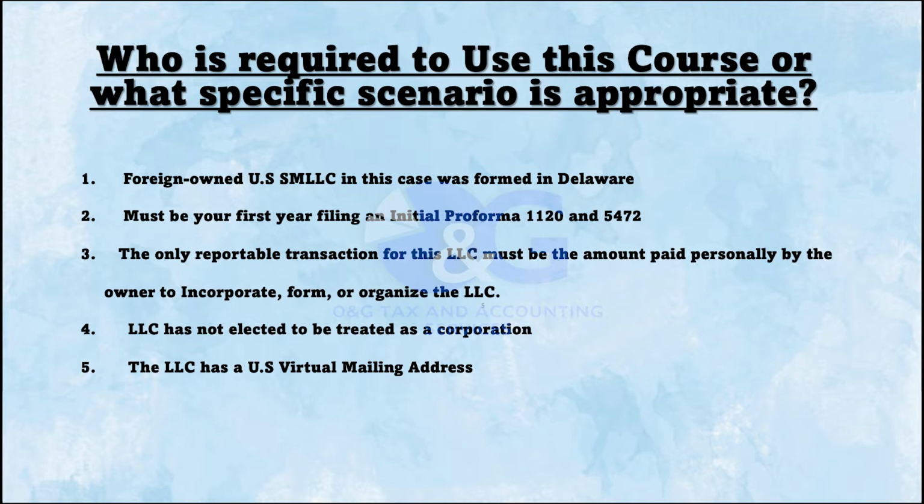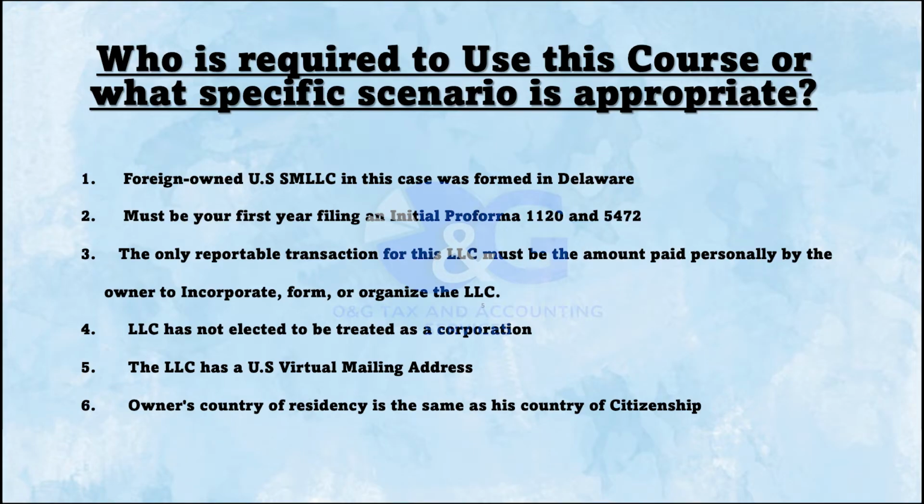It will provide you some guidance on which address to use, but this specific fact relates to those who have a U.S. virtual mailing address. The owner's country of residency is the same as his country of citizenship. We're going to use an example where the owner of the U.S. LLC is an Australian and he's a citizen of Australia. He resides in Australia. So that's what we're going to use. You could be in any other country and this fact will still apply to you.